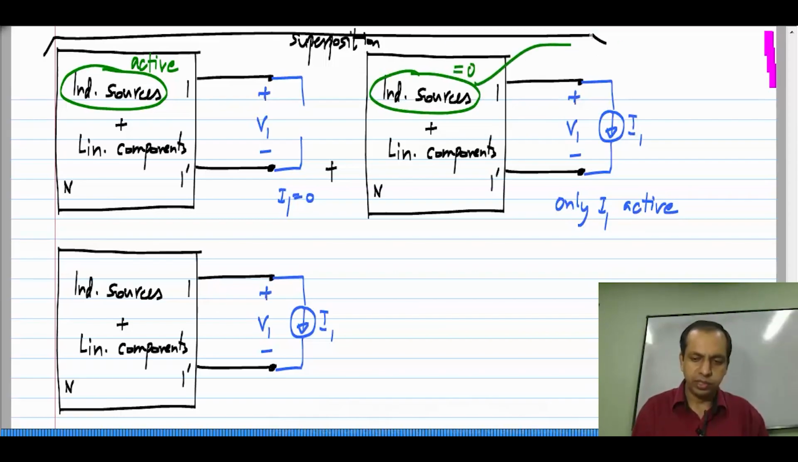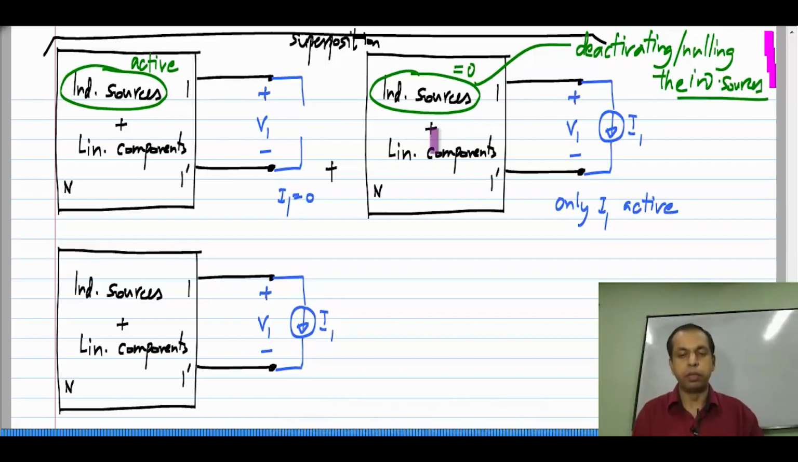So, this is known as deactivating or nulling the independent sources. It is most important to keep in mind that I am nulling only the independent sources, not the control sources, right. The control sources and their controlling quantities remain exactly where they are, and how they are. Only the independent sources are nulled.